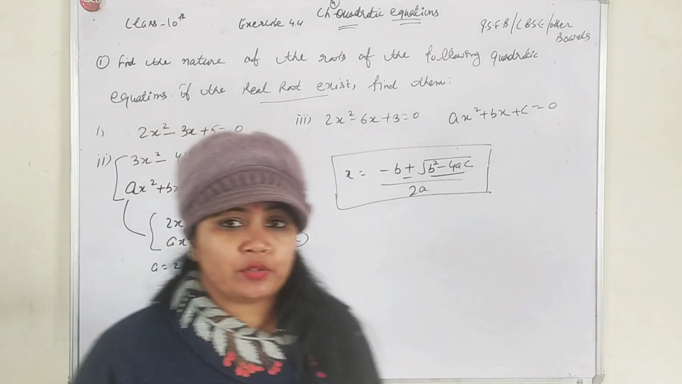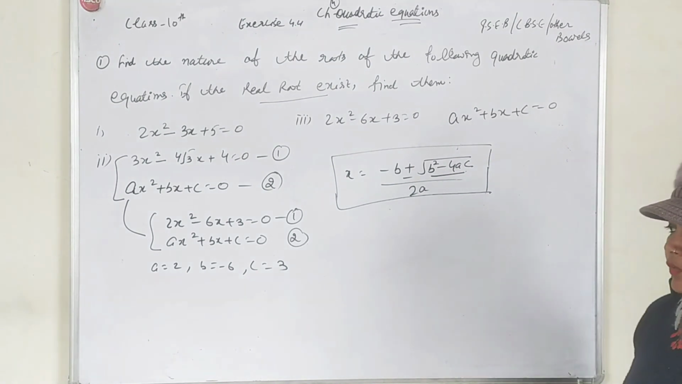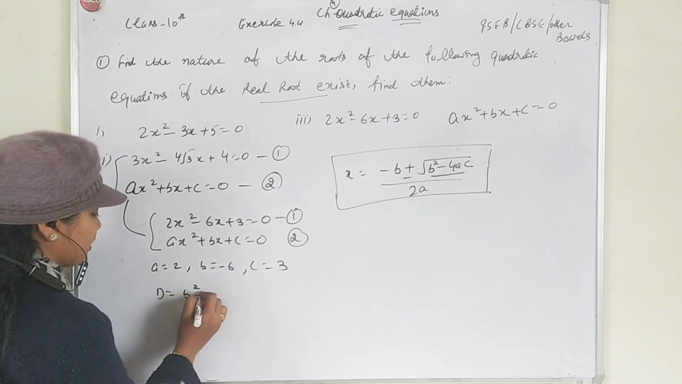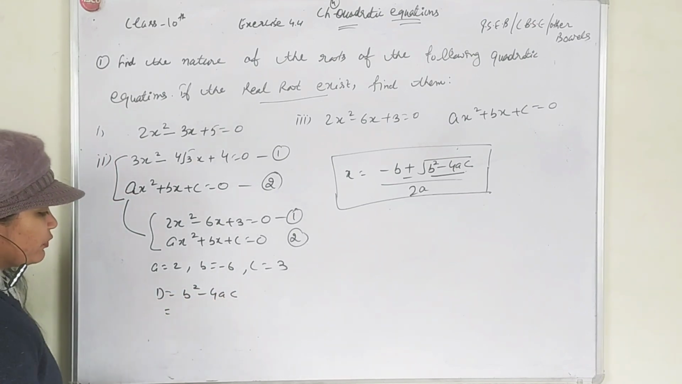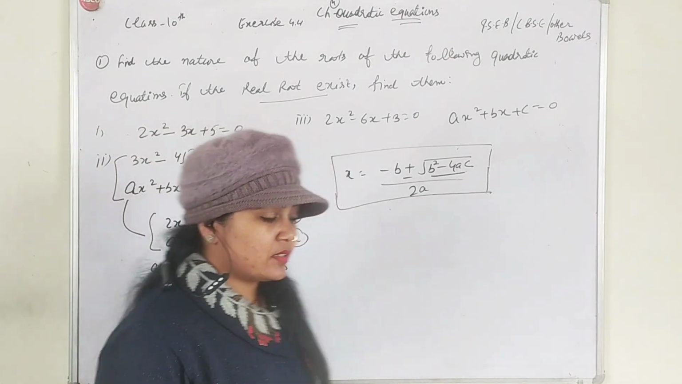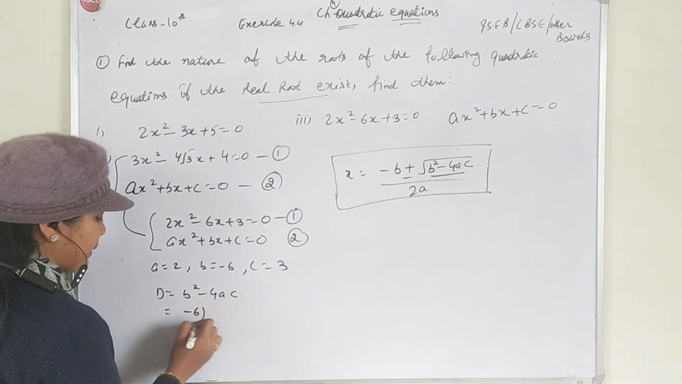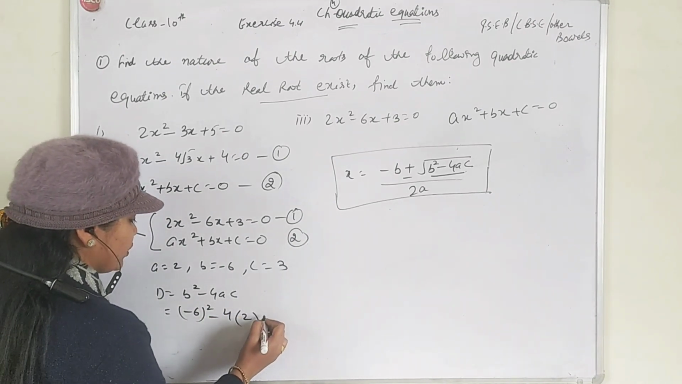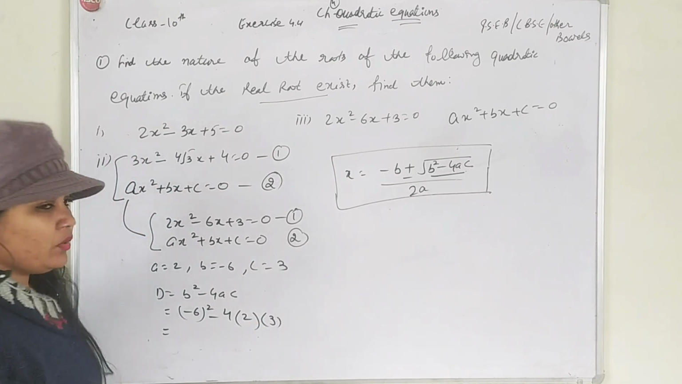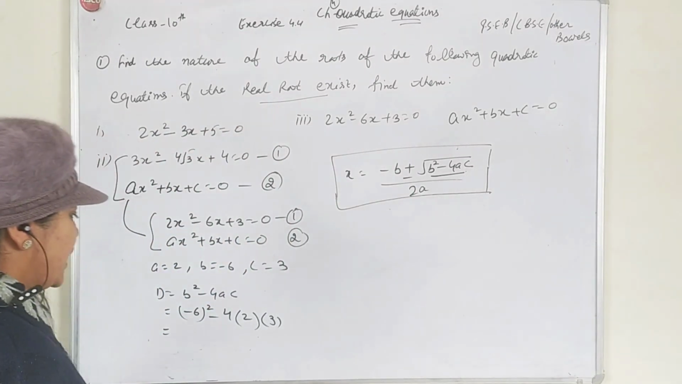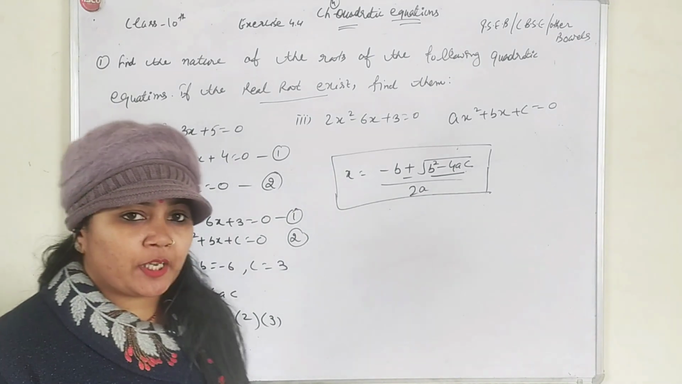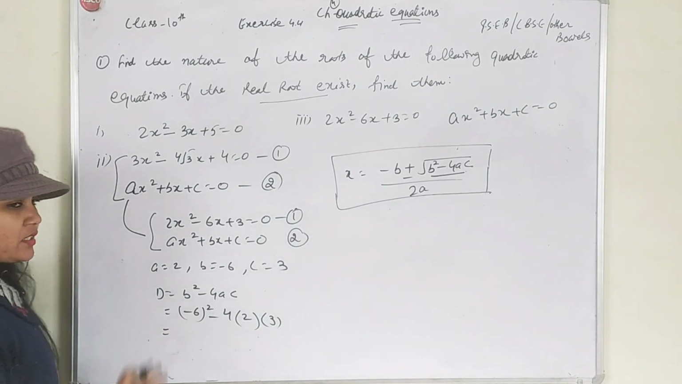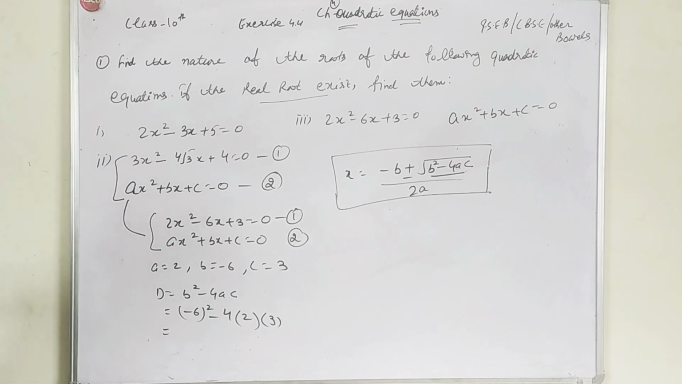We have to find the roots of this equation if the roots are real. For this, first we will check the discriminant, D = b² − 4ac. We will put in the values of a, b and c. We have b = −6, so (−6)² − 4 × a × c, with a = 2 and c = 3. Now we will calculate these values. First, (−6)²: if we multiply −6 by −6, minus times minus gives plus.